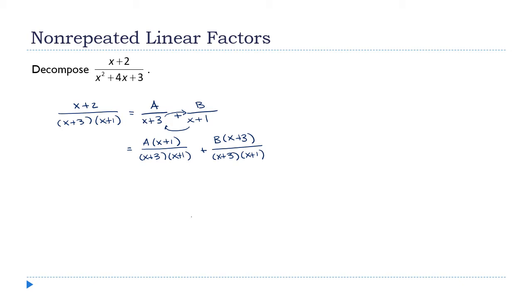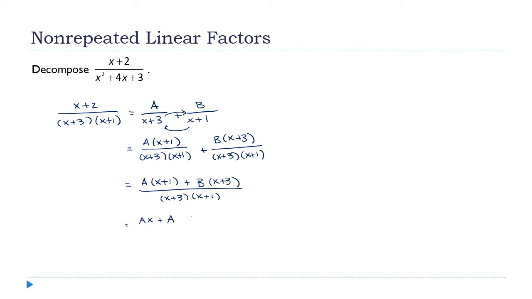Now the denominators are the same, so I can just add these two things together. This is A(x plus 1) plus B(x plus 3) over that common denominator. Okay, great. Now let's clean up that numerator. Let's distribute to get rid of the parentheses.